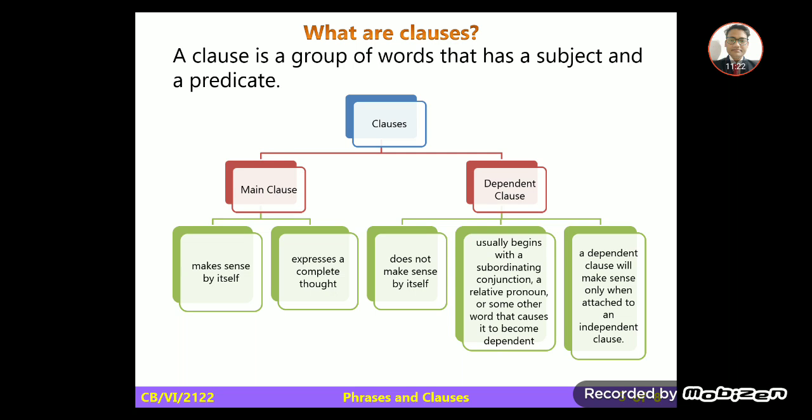If you are making a sentence with a dependent clause, you need the help of the main clause. Without the main clause, the dependent clause will not give a meaningful thought. So you need to understand the difference between both of them. Hopefully you understood these kinds of clauses. Now let's continue with some examples so we can understand clearly.